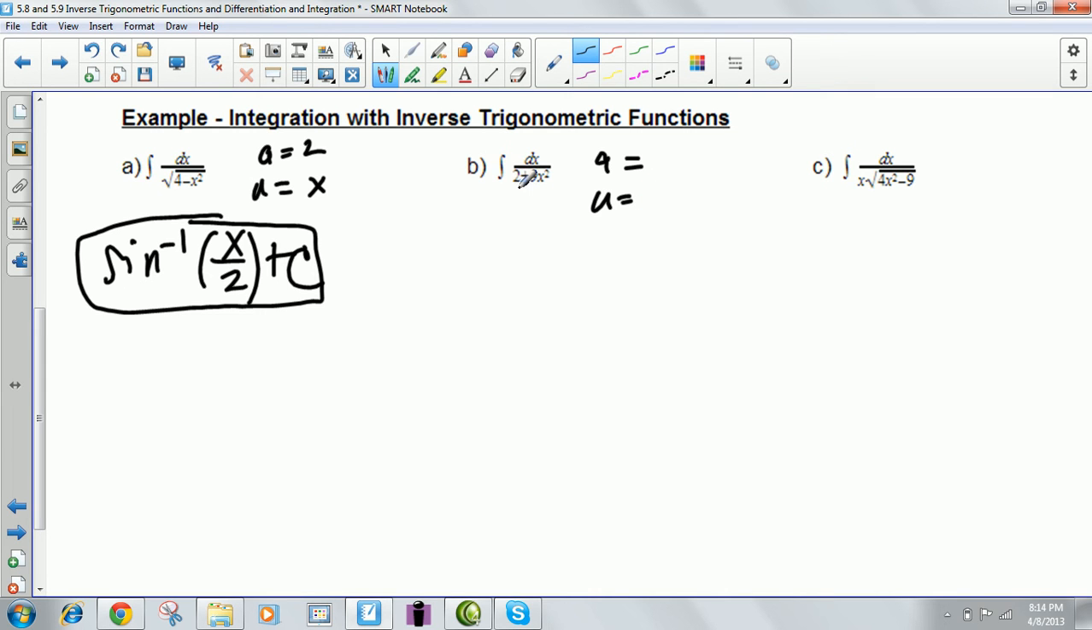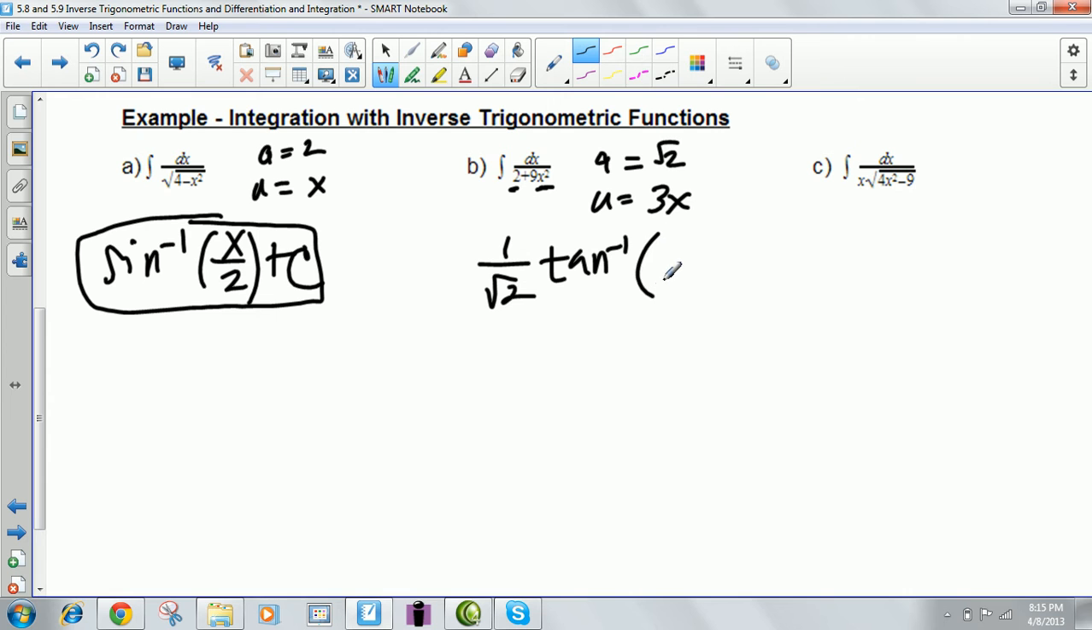Looking at the second one, we're going to figure out what your a and your u are. In this case, your a is the square root of 2. This one's tricky. So this is a squared, and the square root of 2 squared is 2. And your u is just going to be 3x, not 3x squared, because right here this is a squared plus u squared, and 3x quantity squared is 9x squared.